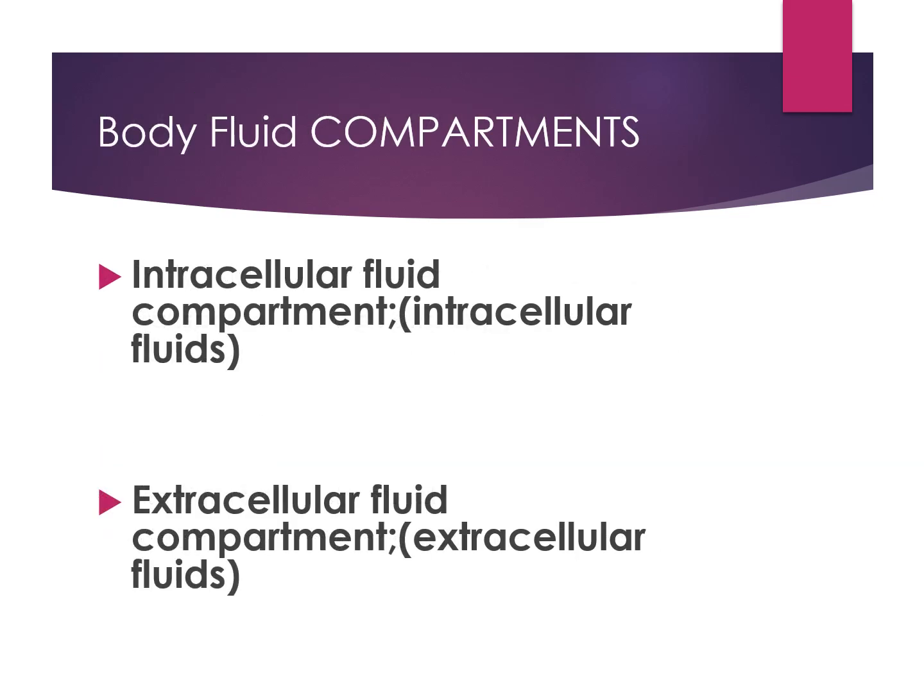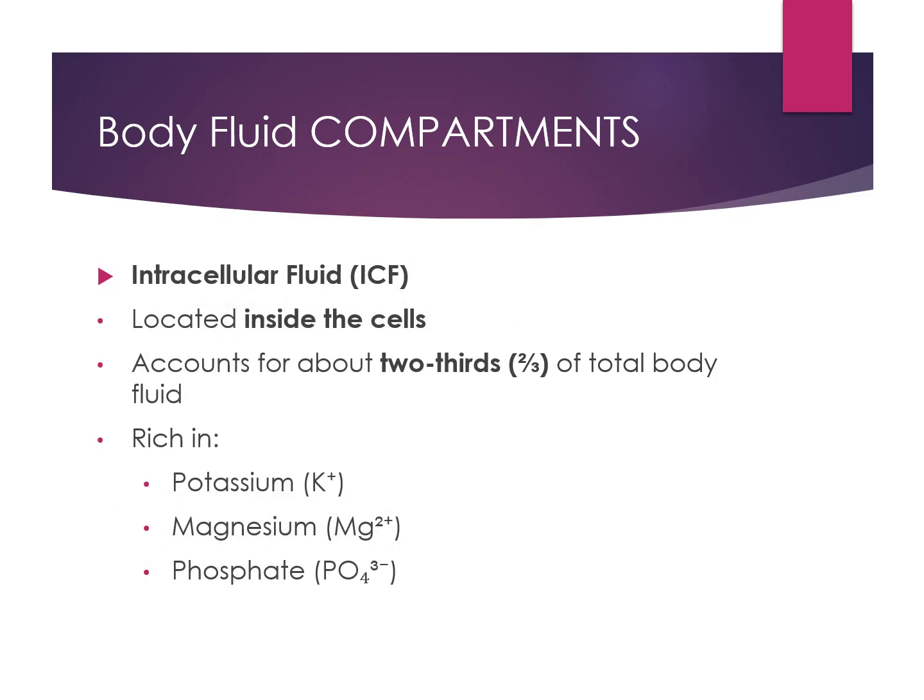So let's look at the body fluid compartments. There are two of them. We have the intracellular fluid compartment, which is made up of the intracellular fluids, and the extracellular fluid compartment, which is made up of the extracellular fluid. So intracellular fluid: intra means inside, cellular means cell. So these fluids are located inside the cells in our body, and they account for 2/3 of the total body fluids, and they are rich in these electrolytes: potassium, magnesium, and phosphate. Meaning inside the cell we have more potassium, magnesium, and phosphate than outside the cell.